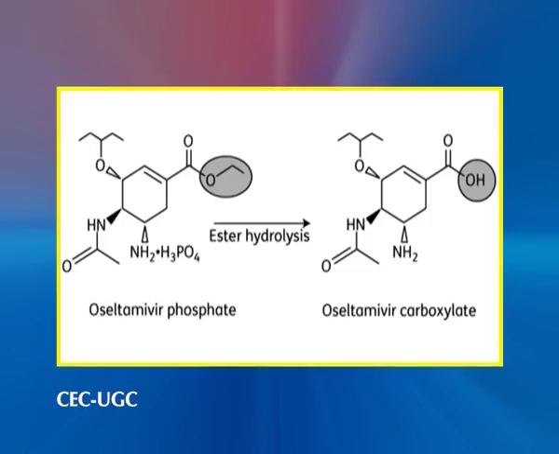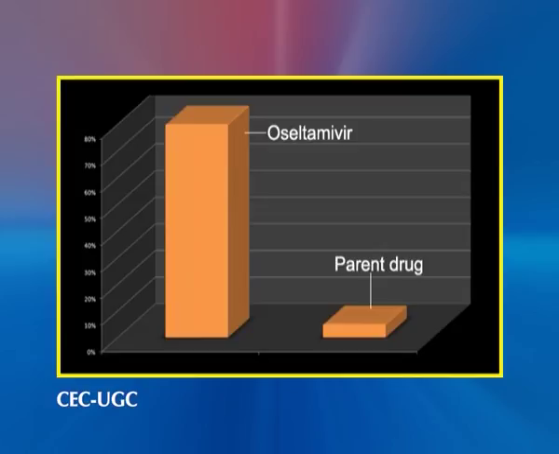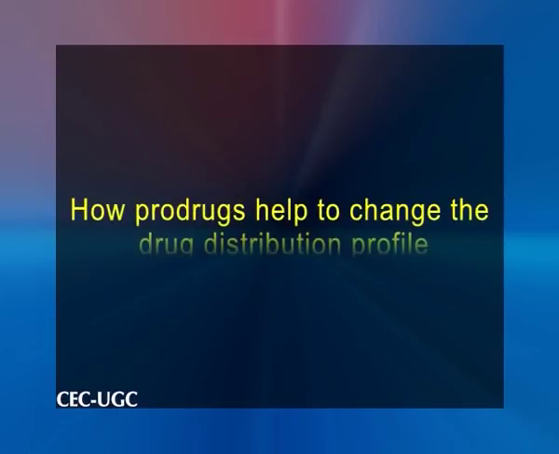After absorption, oseltamivir undergoes rapid bioconversion to its parent drug mostly by the action of carboxylesterase. The bioavailability of the more lipophilic oseltamivir is almost 80%, whereas the corresponding value for the parent drug alone is 5%. Improvements of lipophilicity have been the most widely studied and therefore now is also the most successful field of prodrug research. Now let's understand how prodrugs help to change the drug distribution profile.